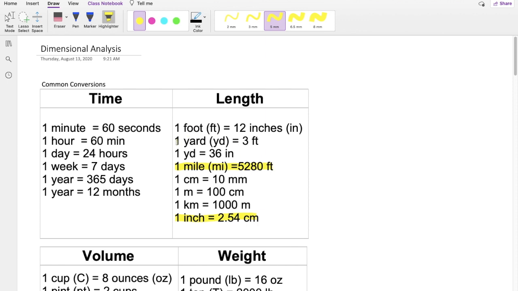Another common one is yards to feet. So some of you may already know that one, others may not, but 1 yard has 3 feet in it, so 1 yard is more than a foot.